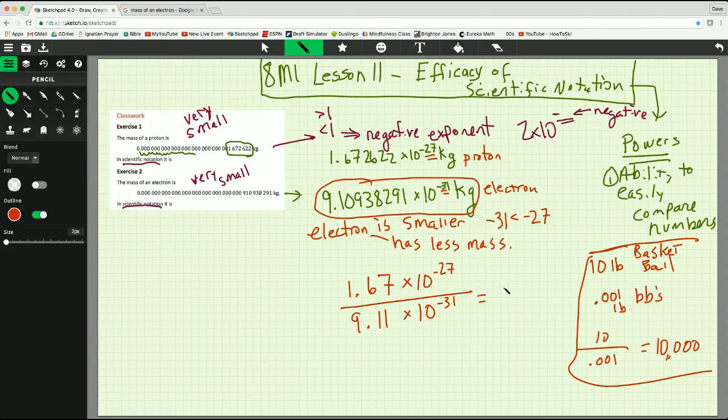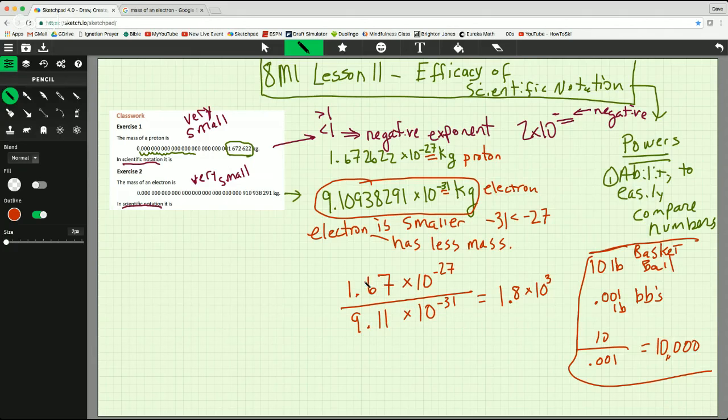And if you do that division, and I have already kind of pre-done that, well, I actually haven't. I'm lying a little bit. So I'm going to do it for you. And the answer turns out to be about 1.8 times 10 to the third.